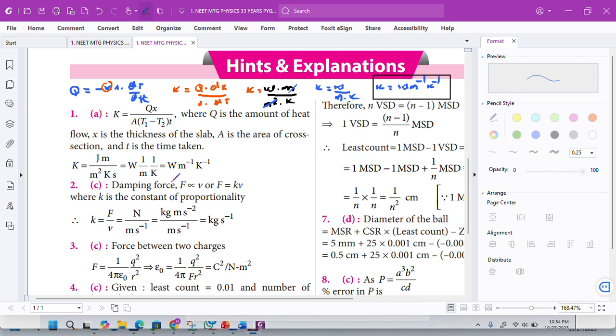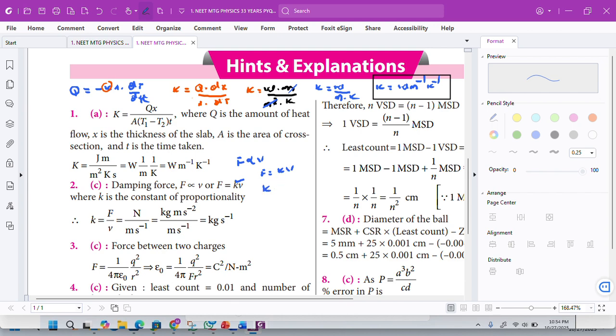We know that damping force is directly proportional to velocity. So damping force, which I can mark as F, is directly proportional to the velocity of the object, that is V. This proportionality can be removed with the help of a constant, that constant is K. Hence, F is equal to K into V. Now I need to calculate the dimensions, the unit for K actually.